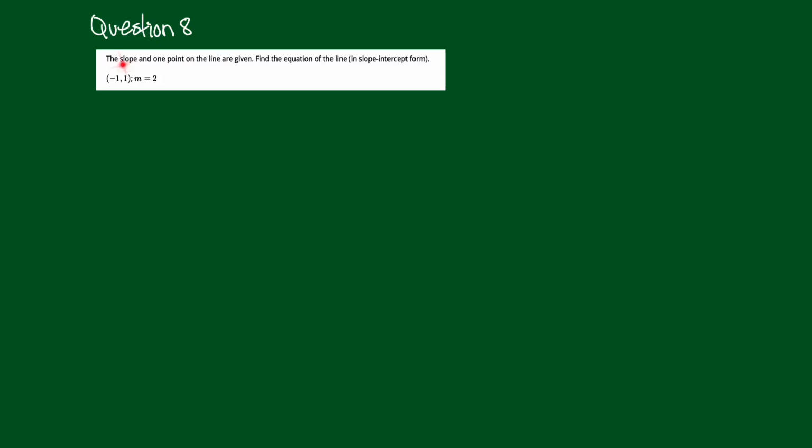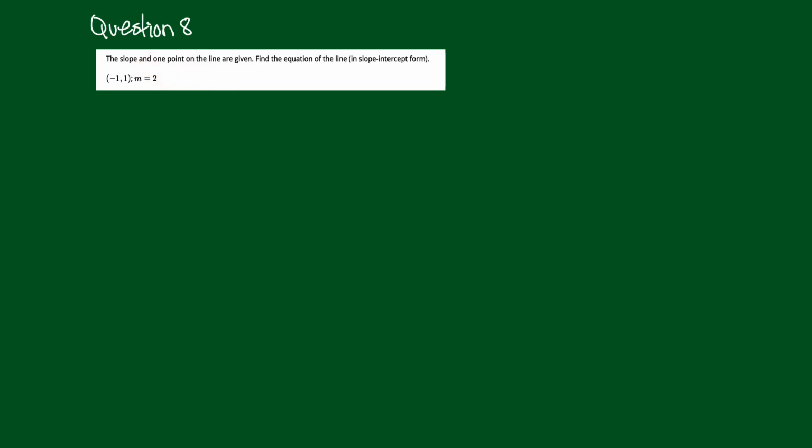Question 8 says that the slope and 1 point on a line are given. All right, so here's the slope. So you have some line. It has slope 2, and that's a point on the line. Find the equation of a line. Now here's what I'm given. I'm given a point and the slope.